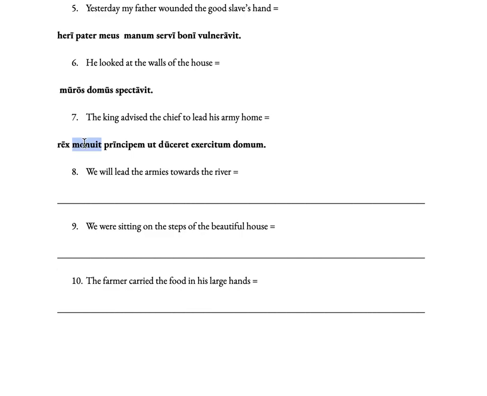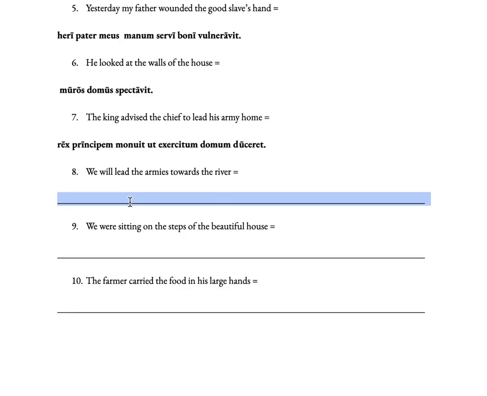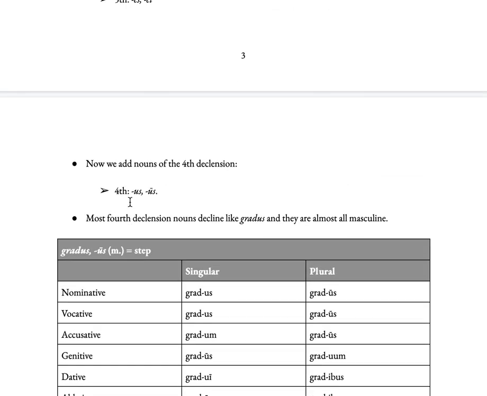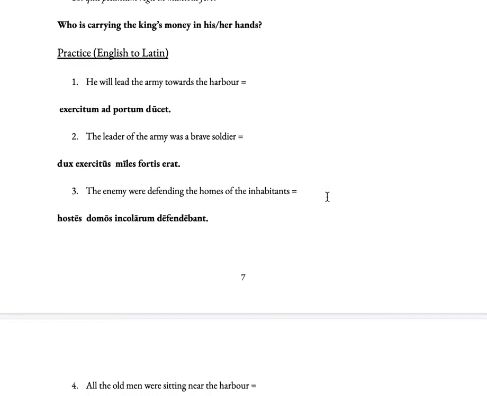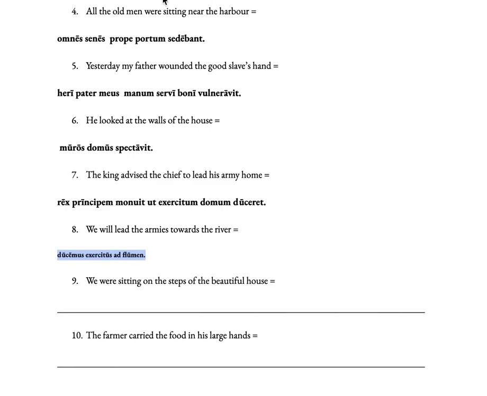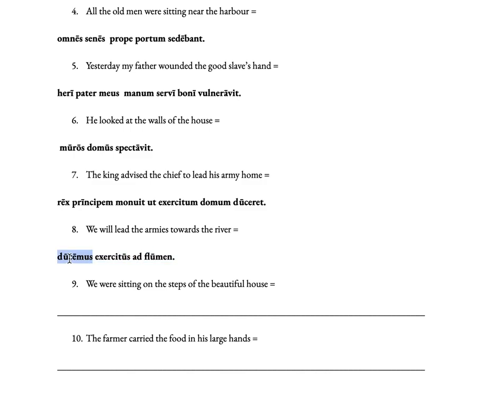And again, I would put monuit. You could put it right at the end or just at the end of its clause. So rex principem monuit ut, and then I would put duceret at the end here. So ut exercitum domum duceret. Okay, now we will lead. Ducemus, we will lead. The armies, okay, so armies, exercitus, so we want the accusative plural, exercitus, towards the river, ad flumen, like that. So ducemus, exercitus, ad flumen, and again, move the main verb to the end, like that.